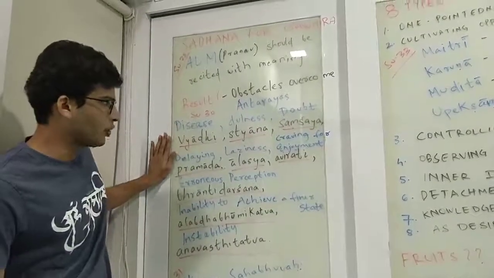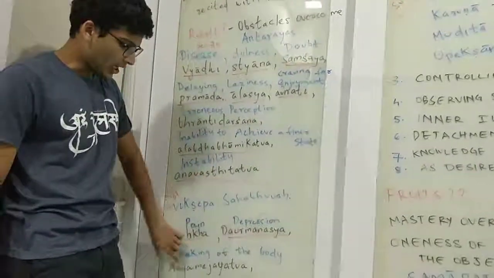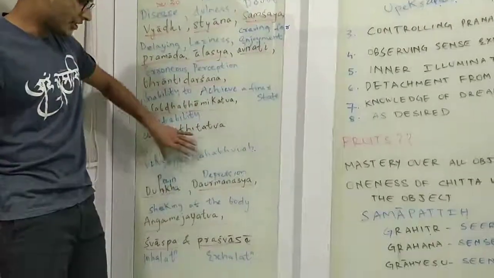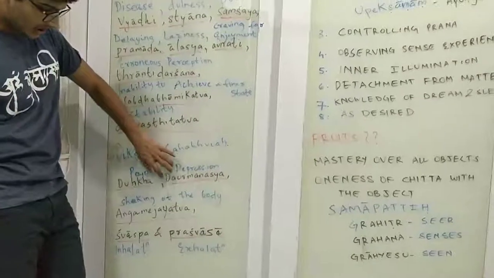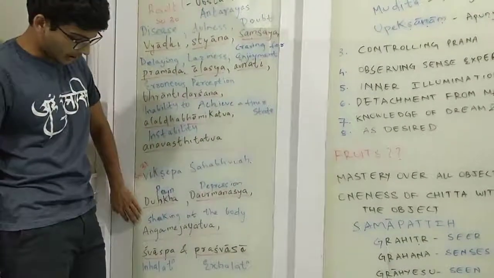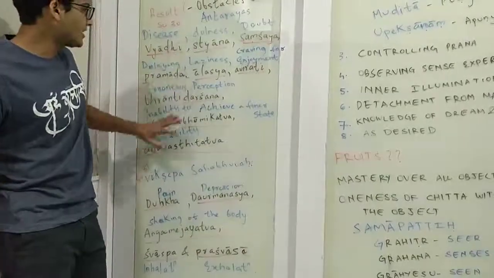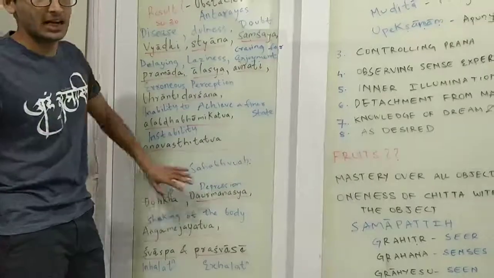He describes some more obstacles known as Vikshepa Sahabhuva. He says, Dukkha Daurmanasya Angamejayatva Shvasa Prashvasa Vikshepa Sahabhuva. The different Vikshepa Sahabhuvas or other obstacles are pain, depression as Daurmanasya, shaking of the body or Angamejayatva, Shvasa inhalation, Prashvasa exhalation.